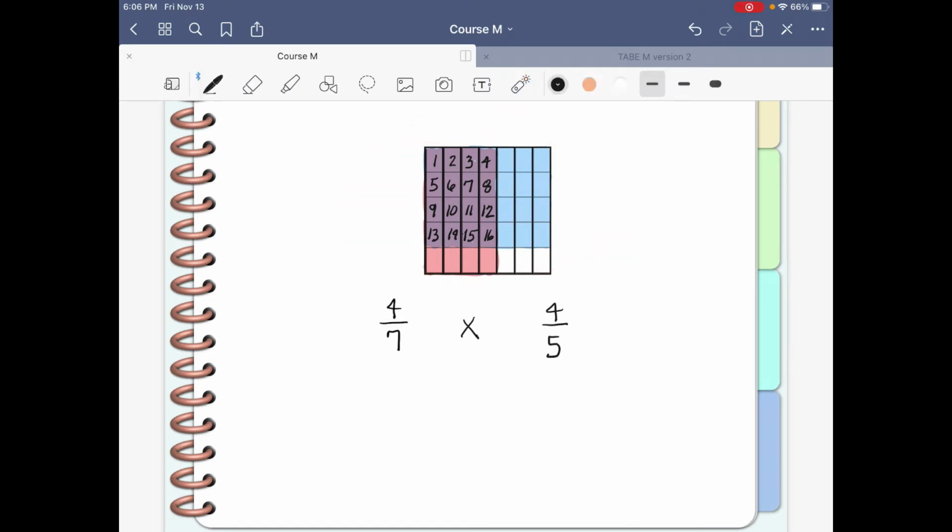So let's see what we get. Top times top, bottom times bottom, and there it is. The 16 is the purple, the overlap. The 35 is the total number of parts in the whole thing. And that includes the red, the purple, the blue, and the white. So this is all the parts. But the multiplying gives me the purple parts.